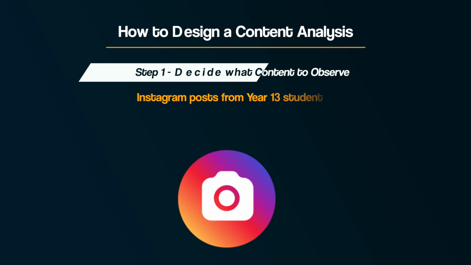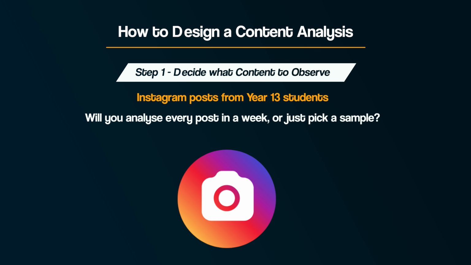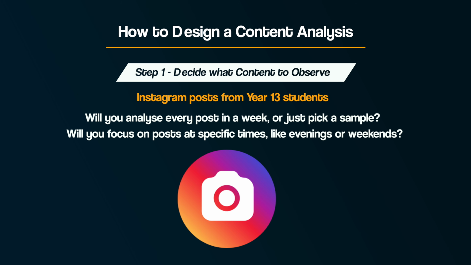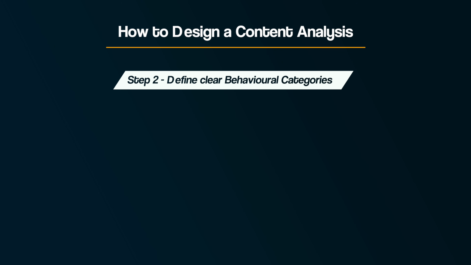Let's imagine we're studying Instagram posts from year 13 students to see how they spend their time. Firstly, we would decide what content to observe. Will you analyse every post in a week or just pick a sample? Will you focus on posts at specific times like evenings or weekends? Then secondly, just like an observation, you would define clear behavioural categories. You would break down the posts into categories that you can reliably count.